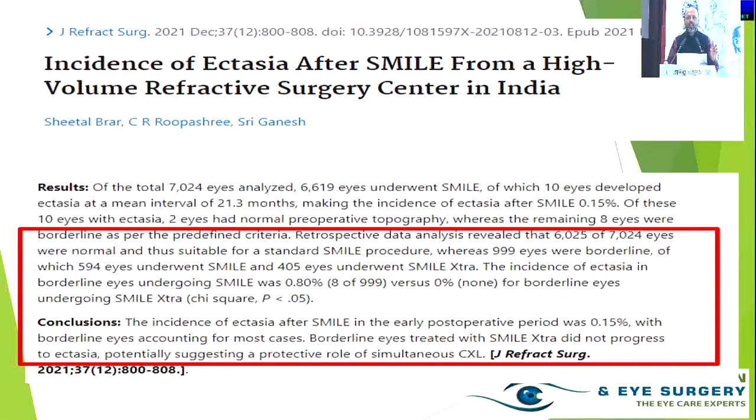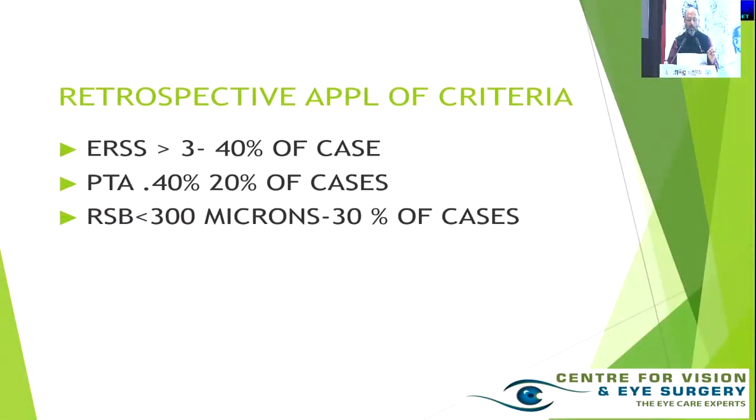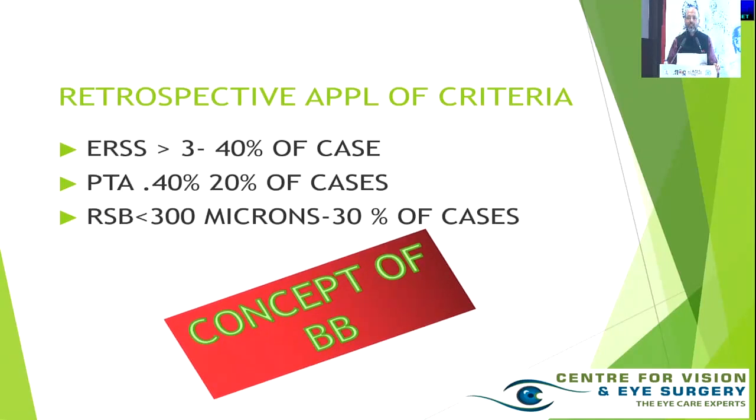There is one large study from India from Sri Ganesh's group, and they also find that for standard SMILE there is no predictive factor, but if you do SMILE Xtra for borderline topographies, none of the groups that had SMILE Xtra, even in the borderline, developed ectasia. So that's probably an important take-home point. Based on all the retrospective application of the criteria, be it the ERSS, PTA or RSB, my understanding over now probably 20 years of refractive surgery is that the very important point is BB. BB stands for Bhagwan Bharose. That means you really don't know when and how you're actually going to get it.